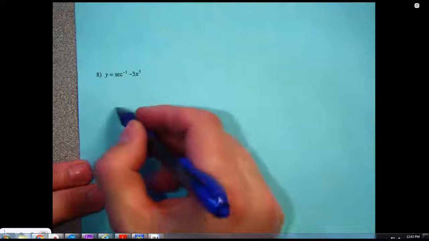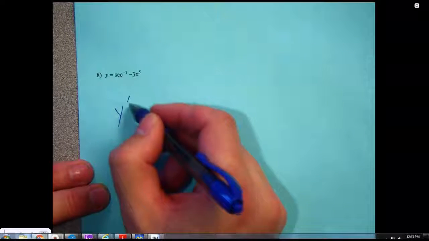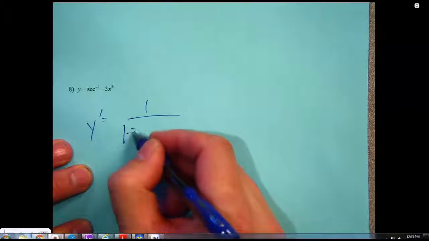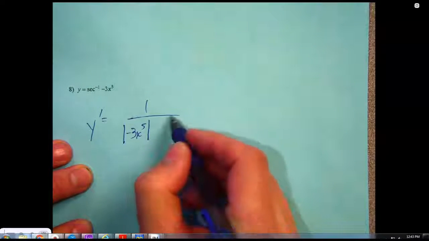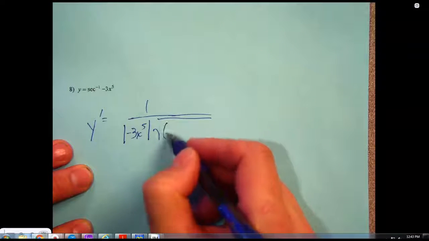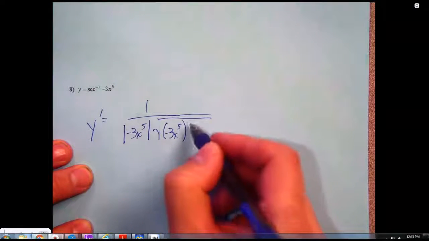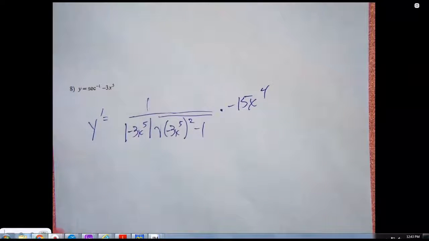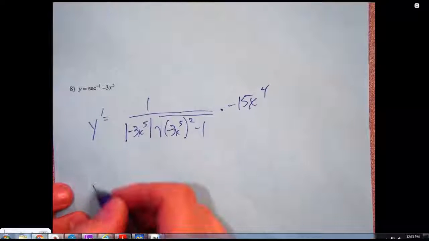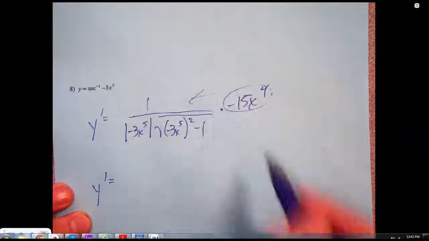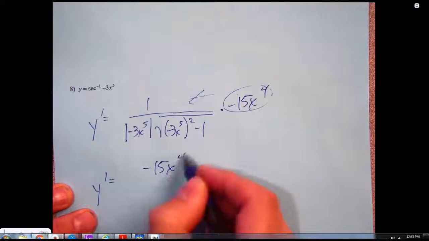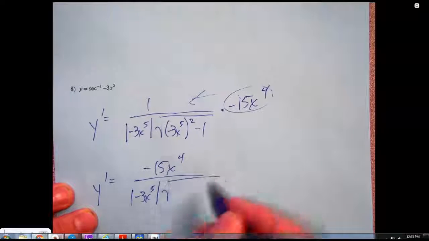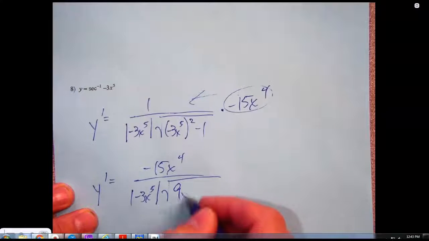Number 8. The derivative of secant inverse is 1 over the absolute value of the thing being secant inversed, times the square root of the thing being secant inversed squared minus 1, times the derivative of the thing being secant inversed. So really all you had to do was throw this up here on top, and this would be your answer.